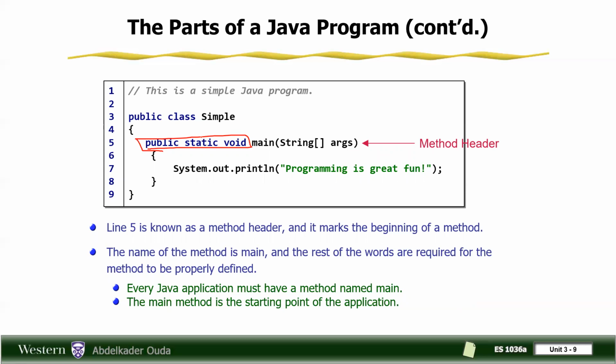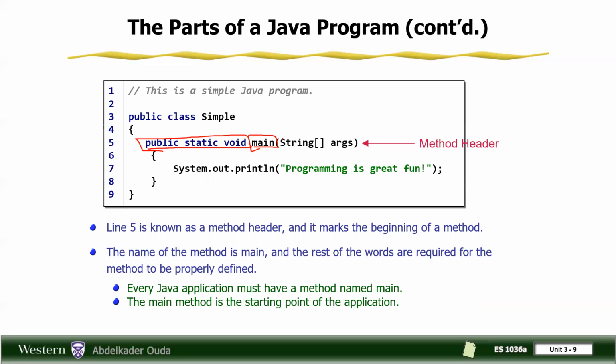What's the meaning of public? What's the meaning of static? What is void? We'll talk about it. And main is the main function of this class or this program. And what is inside, we call them arguments, method arguments. What are they? We'll talk about them later.